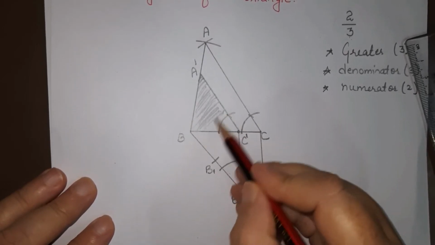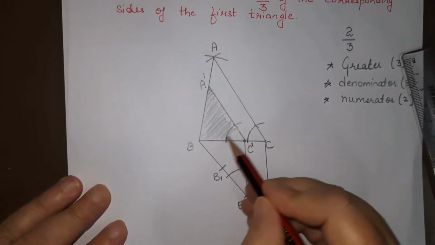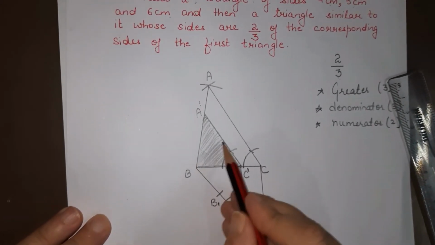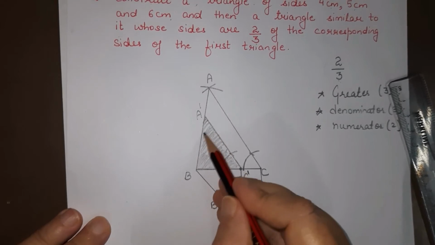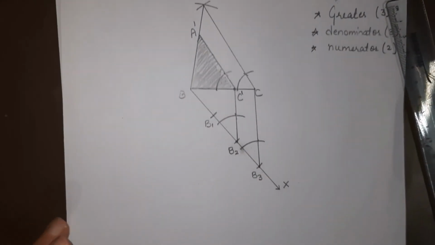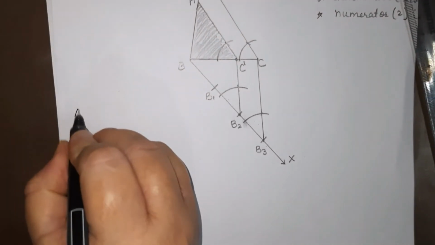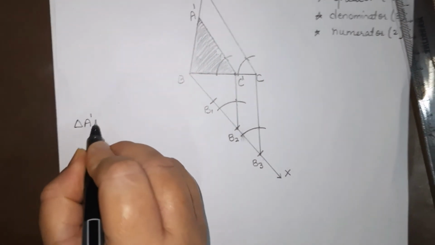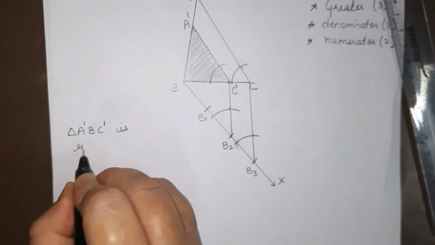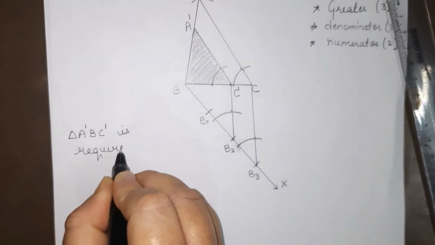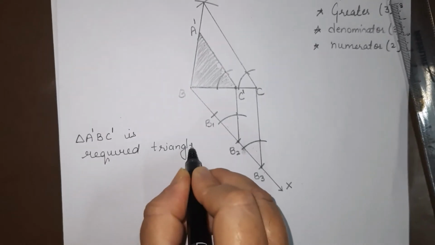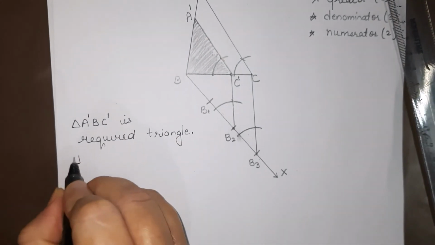So this is the required triangle which is similar to the given triangle ABC, and so this triangle is the required triangle. So we will write this: triangle A dash, B, C dash is the required triangle. Now we will do the justification.